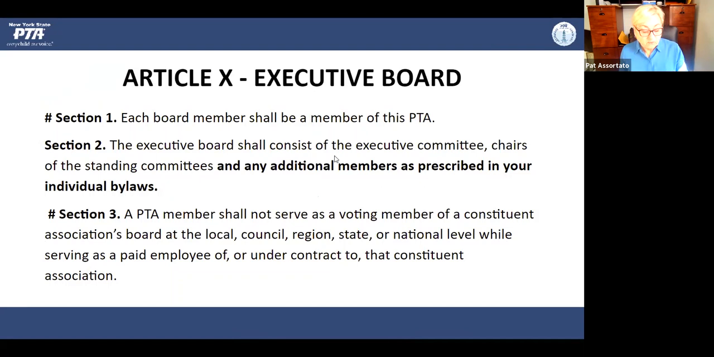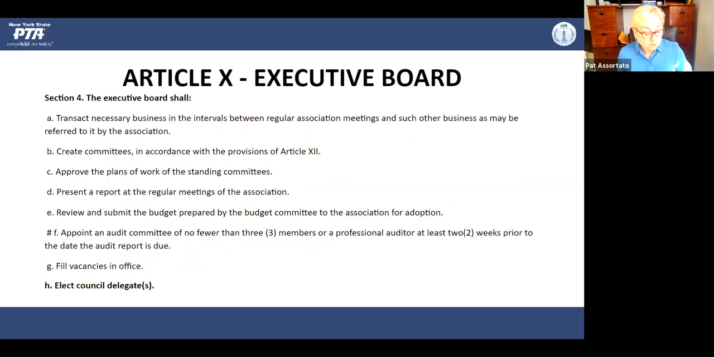Article 10, the Executive Board. Article 10, Sections 1 through 3 describe who is on the board and the eligibility to be a board member. Note each board member shall be a member of this PTA. Very important. This is Article 11 in your council bylaws. Article 10, Executive Board, Section 4, prescribes the duties of the board. Note that H may or may not be in your bylaws, depending on the options chosen by your unit.